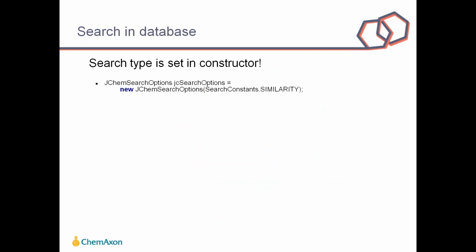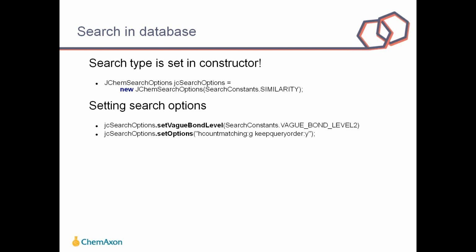And now let's see how to use these JChemSearchOptions. When you decided what kind of search options you want to use, first you have to instantiate the appropriate search options class. In our case, it's a JChemSearchOptions class, and in its constructor, you have to define the search type of the 6 types. In this case, we used similarity search. Then you can set in this object the search options. You can use directly addressed search option setters, for example, the weak bond level, and the appropriate constants are contained in the SearchConstants class. The default level for weak bond level is level 1.